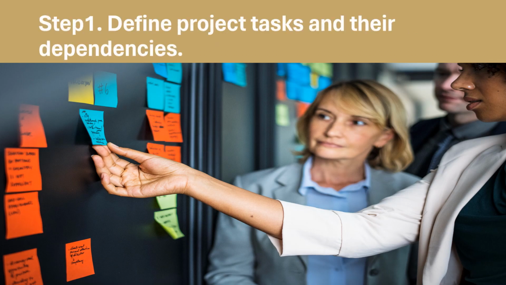The first step in any successful project is understanding the tasks involved and how they depend on each other. Think of this as building the foundation for your project. You need to know what needs to be done and the order in which tasks must be completed. So, start by listing all the activities or tasks that need to be completed to finish your project. Each activity should be clearly defined and have a specific duration.